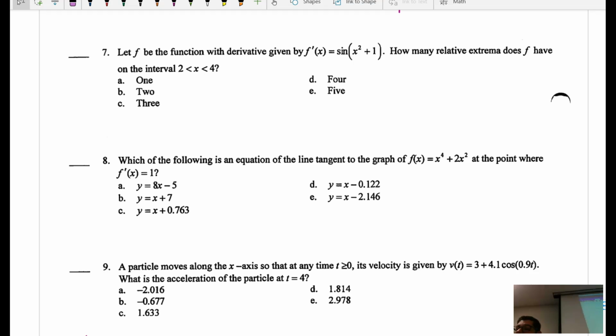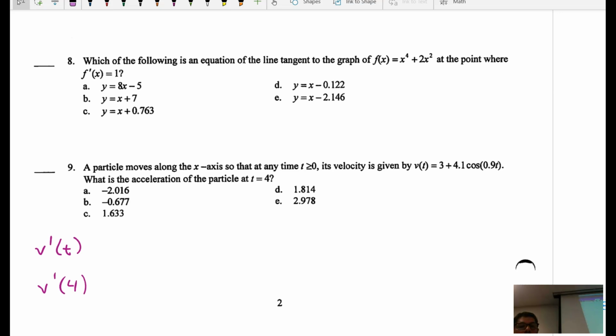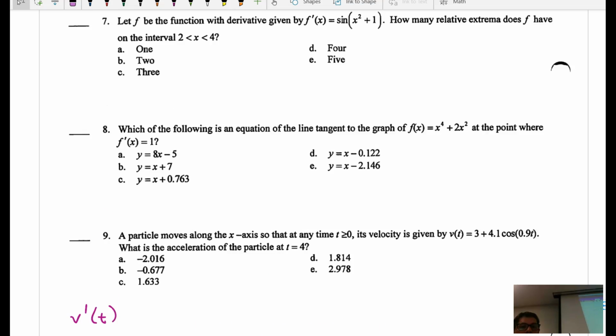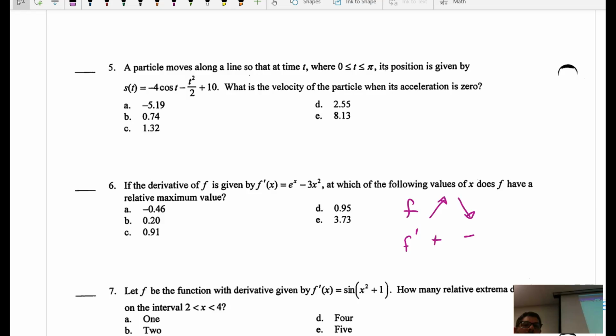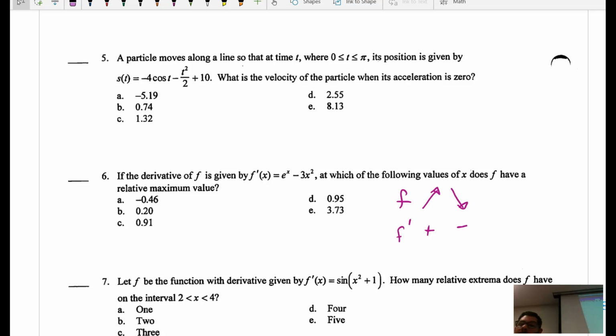This is number 7? Oh, what is this one? Particle. I don't have this one yet. Do I have this one? I didn't check because I thought it was the same. Okay.